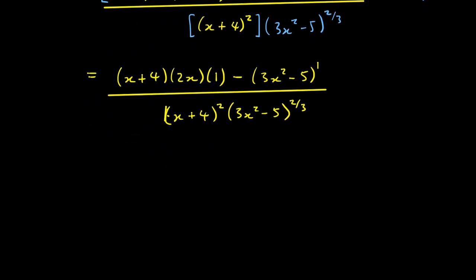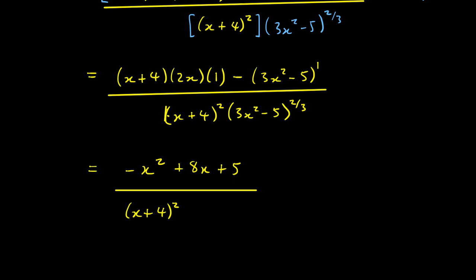All right, now let's simplify all this. Let's expand the bracket. X times by 2x is 2x squared, minus 3x squared is minus 1x squared. So we've got minus x squared there. 4 times by 2x is 8x, so that's just plus 8x. And then right at the end, we got minus 5, which is plus 5. And this is all going to be divided through by x plus 4 squared.